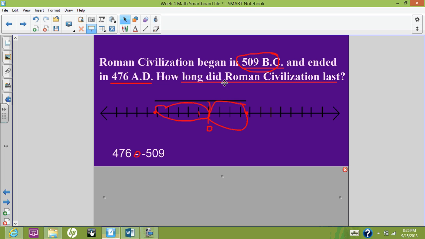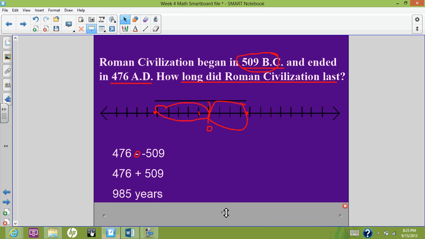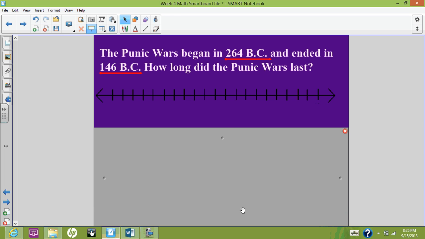Okay, and if you don't believe me, watch what happens when I work this out. 476 minus negative 509. Keep change opposite, it becomes 476 plus 509, and I end up with 985 years. And if I look back at my number line, yeah, that kind of makes sense. Ooh, that looks like a face. Hello. But it kind of makes sense that that distance would be over 900 years. So use the number line to help you visualize the situation.